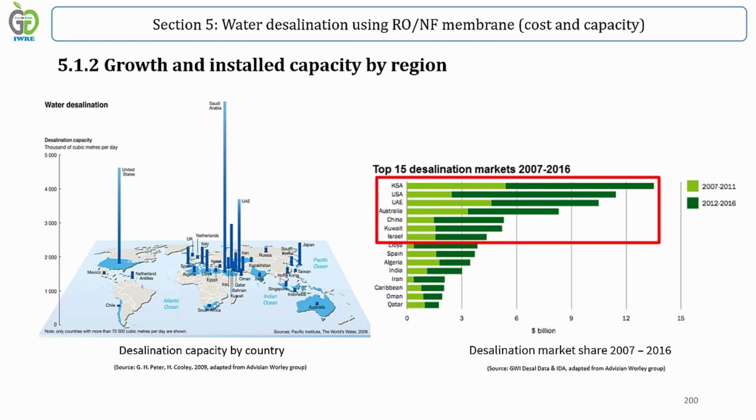The largest desalination user by capacity is in Saudi Arabia, followed by the United States, UAE, Australia, China, Kuwait, and Israel. The top 15 desalination markets for a 9-year period from 2007 to 2016 is shown in this figure. The United States has shown the largest increase in installed capacity since 2012.